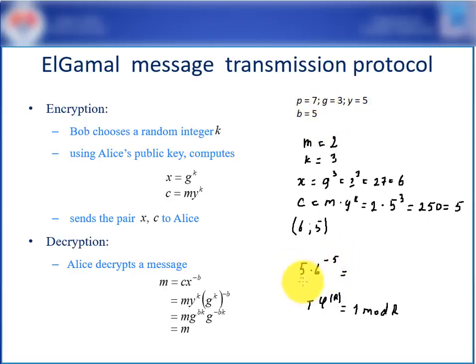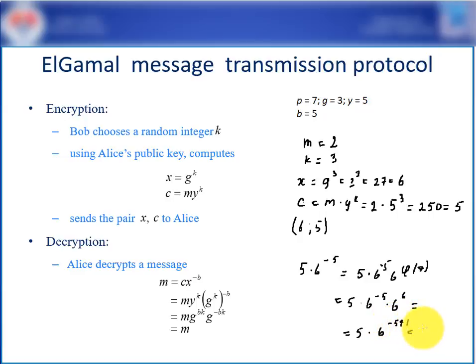We know that 6 is relatively prime to our modulus 7. So we can multiply this expression by 6 to the power phi of 7, which is equal to 5 multiplied by 6 to the power minus 5. Phi of 7 is equal to 6. So we have 5 multiplied by 6 to the power minus 5 plus 6, which is 6 itself. So we have 30, and 30 modulo 7 is equal to 2. So we decrypted our message successfully, and our message is equal to 2.